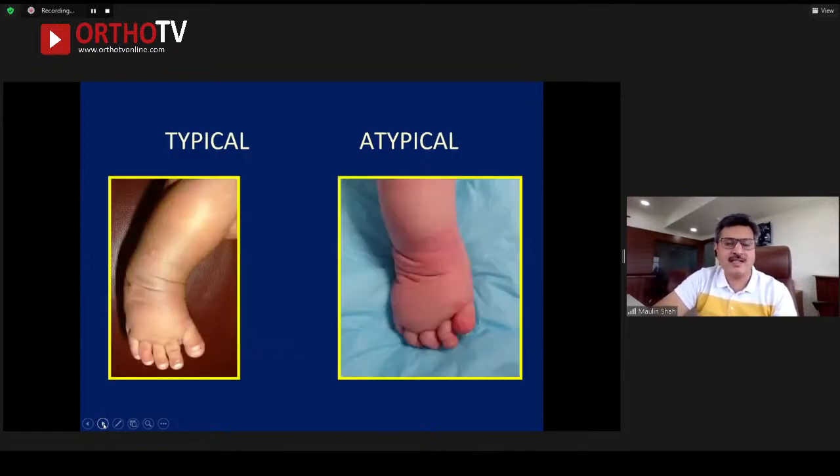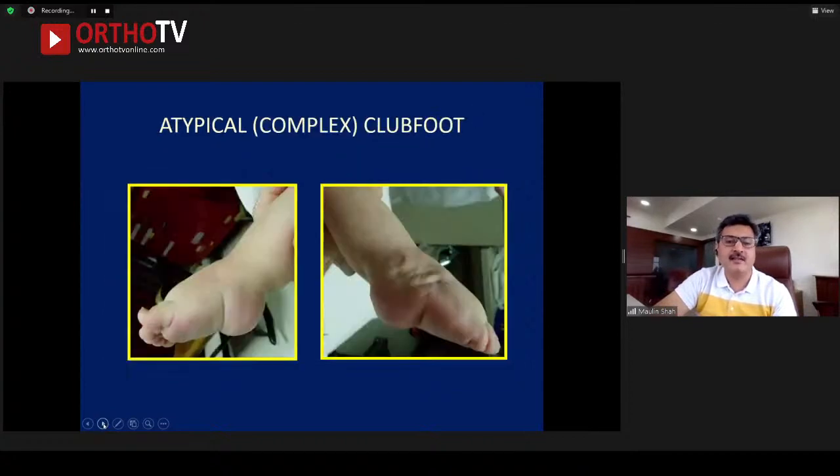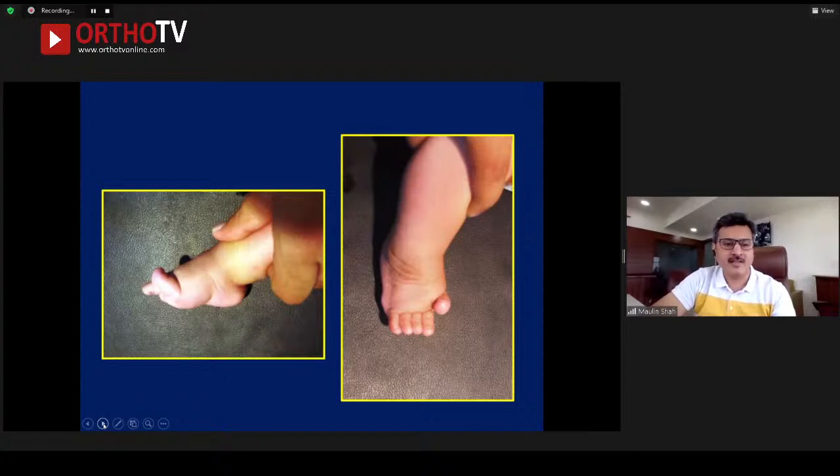The dorsal skin will be puffy, as you can see in the atypical situation, and the toe will be hyperextended, as you can see. This puffy skin is there. So the main element, as I mentioned, is hindfoot and midfoot equinus, with a prominent plantar crease passing all across the sole, which is the pathognomonic sign of atypical clubfoot. This is the hyperextended toe.